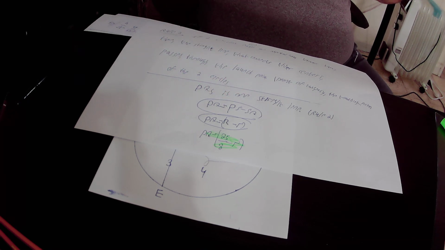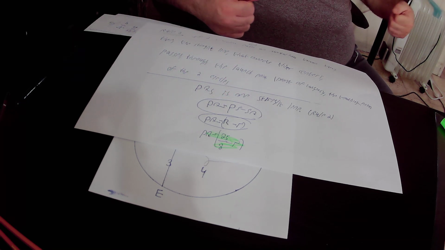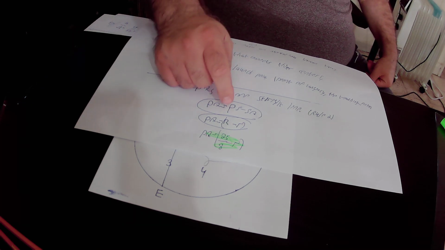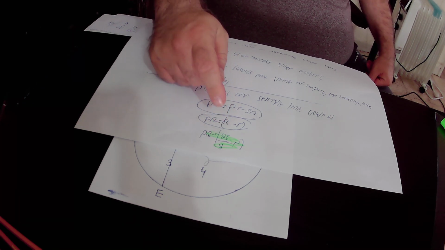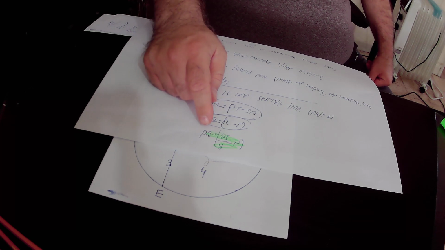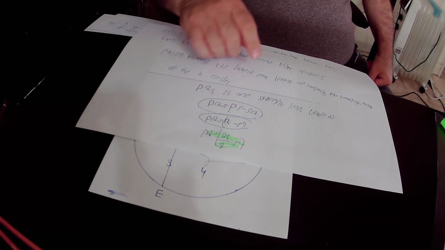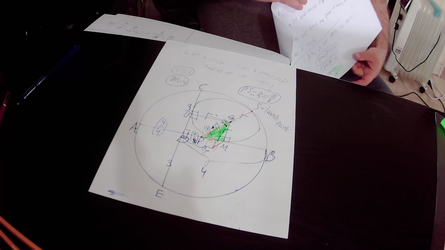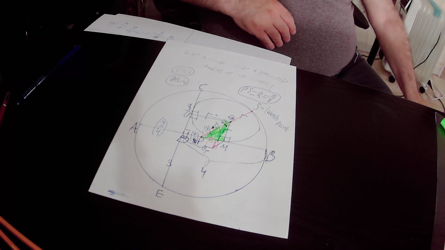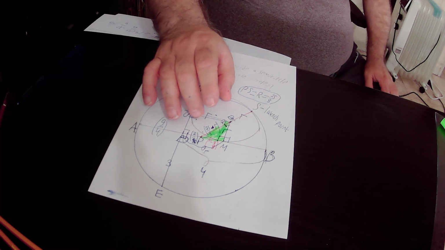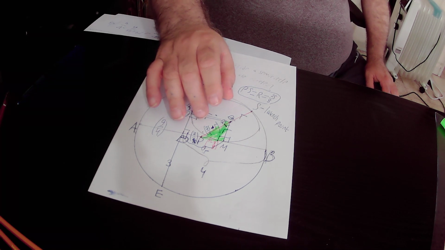But we have already found out that capital R equals 25 over 8. So we can substitute capital R by 25 over 8. We did it, and we got that the length of line segment PQ equals 25 over 8 minus small r. Okay? So we know that PQ equals 25 over 8 minus small r.